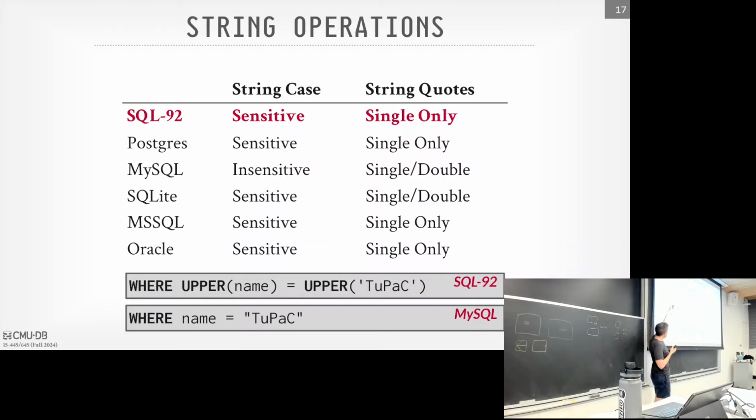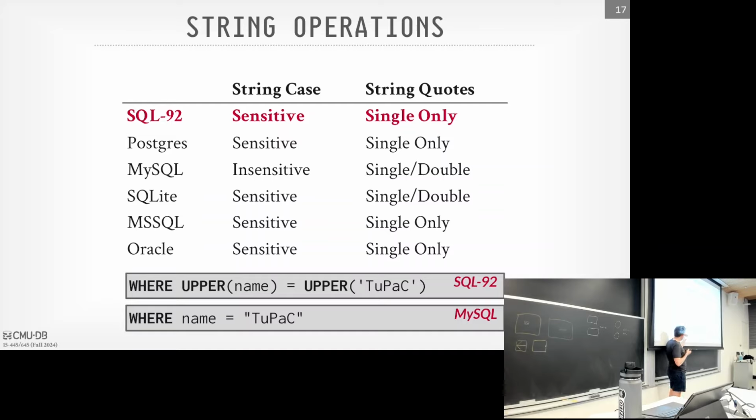All right, so in the SQL standard, as defined in SQL-92, strings are case sensitive, meaning we actually care about whether the values are lowercase or uppercase. Capital A is not the same as lowercase a. And the way we wrap a constant string is through single quotation marks. But you can see from the list here, everybody does something slightly different. Postgres is pretty good at following the standard, so it's case sensitive and only allows single quotes. MySQL is case insensitive and allows single and double, and SQLite allows both as well.